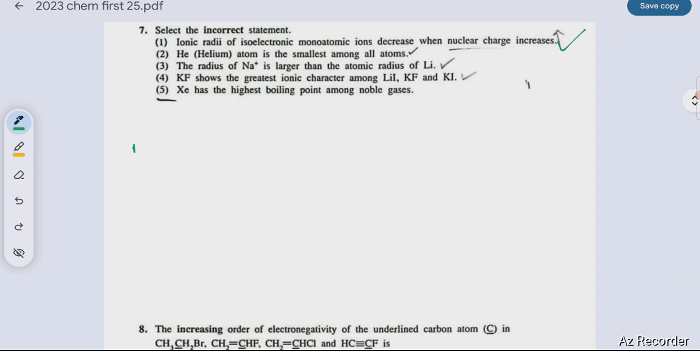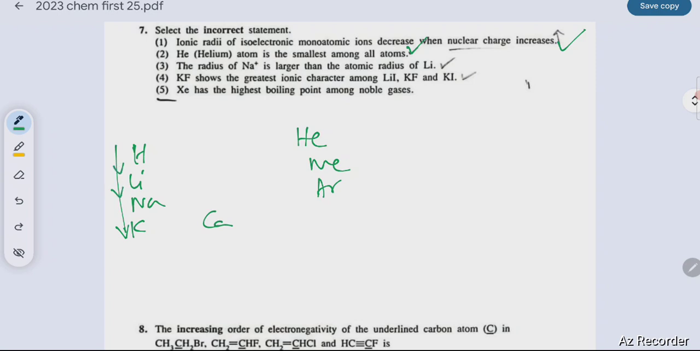So that is correct. Then the second one, helium atom is the smallest among all atoms. Yes, that is correct. Because now if we draw the periodic table, here hydrogen, helium, then lithium, neon, right, sodium, argon, potassium, calcium, likewise. So now what happens across a period?